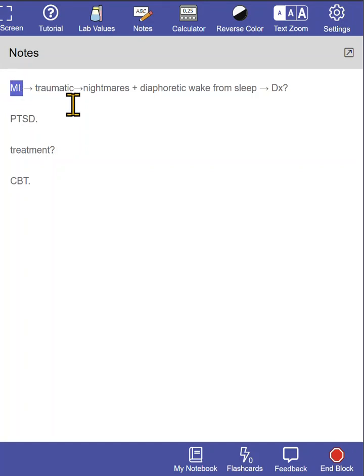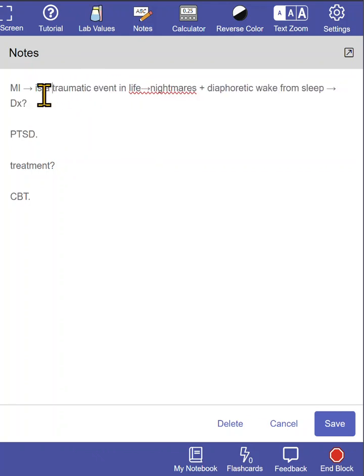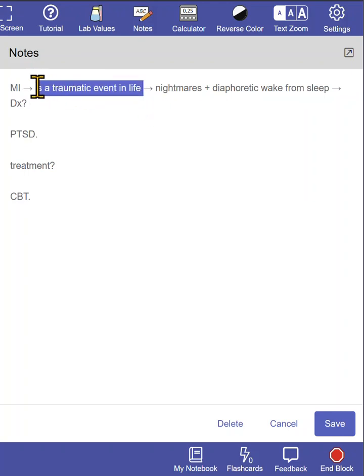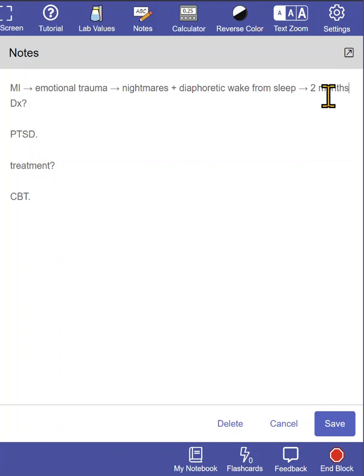So MI leads to traumatic nightmare, traumatic event in life. Think of pathologies as things that can cause emotional trauma. Nightmares, and then diaphoretic wake from sleep, and then the diagnosis is PTSD, because it's been 2 months, and the diagnostic criteria for acute stress disorder is 1 month. So PTSD, so treatment is CBT.